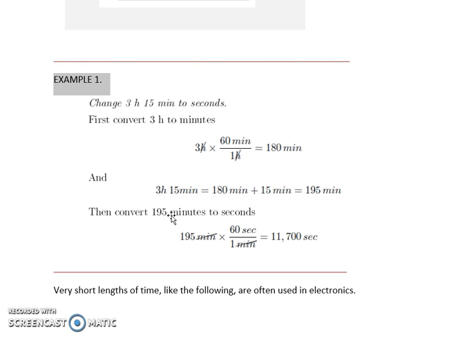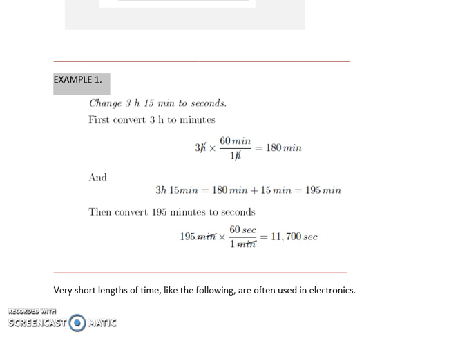Now we'll convert the 195 minutes to seconds. We'll multiply 195 minutes by the conversion factor to go from minutes to seconds. We put the minutes in the denominator so that the minute units will cancel. Then multiply to get 11,700 seconds. So 3 hours and 15 minutes corresponds to 11,700 seconds.